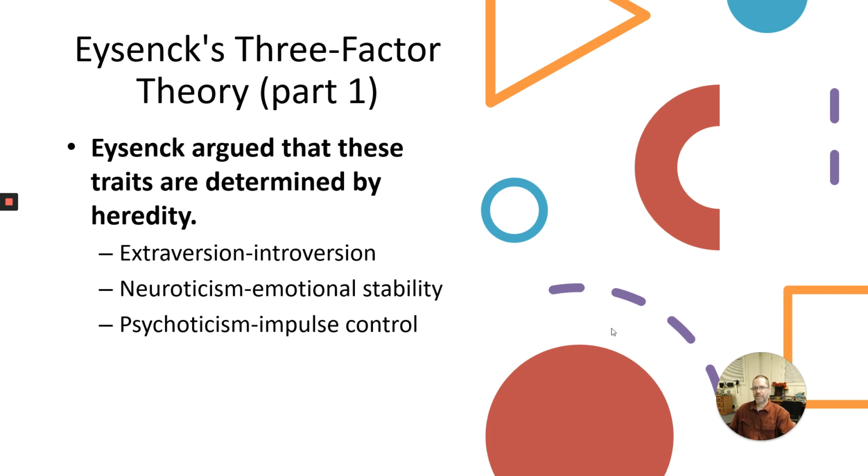So Eysenck's three-factor theory, he argued that these traits are determined by heredity. And so he lists them as extroversion, neuroticism, and psychoticism.